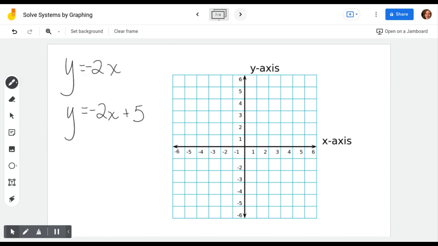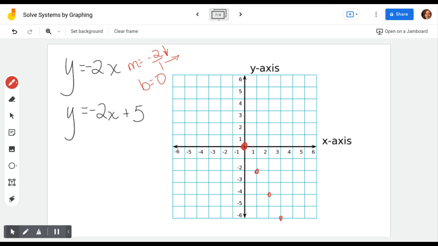Last one. So that first equation, my slope is -2. That means -2 over 1. It's negative, so it's telling me down and right. My y-intercept, it doesn't show one, so that means it goes through the origin. So my starting point goes on 0, 0. From there, I'm going to go down 2, right 1, down 2, right 1, down 2, right 1.